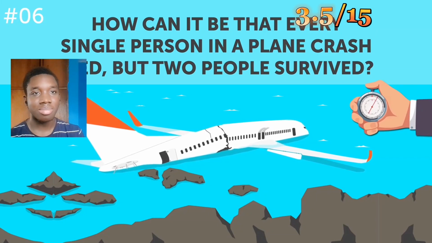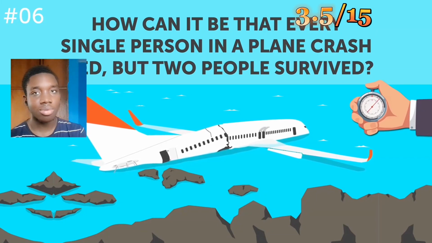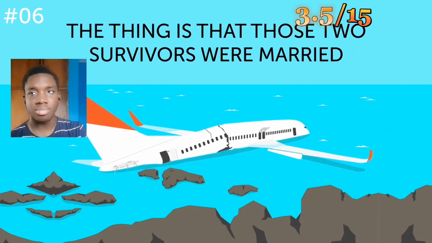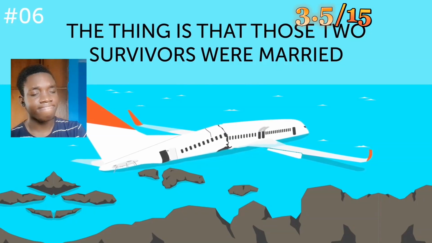Would it be the pilot? Maybe they have parachutes, or I don't know. The pilots, I guess. The thing is that those two survivors were married. Every single person. Ah, I see what they did there. Really? Single person. Wow. How am I supposed to use common sense for that?